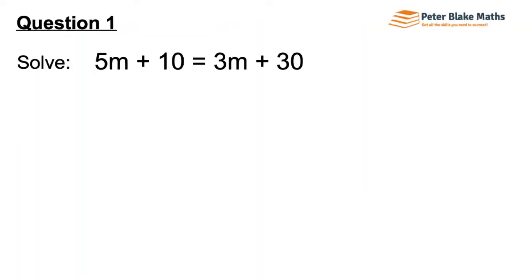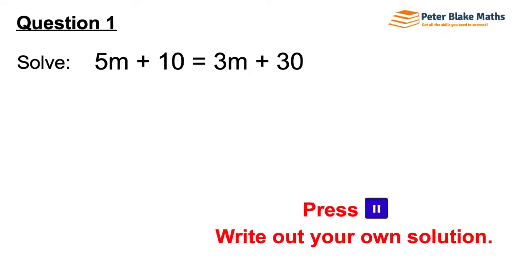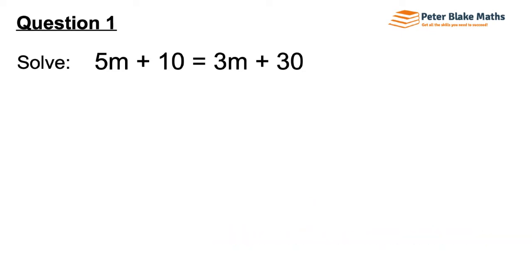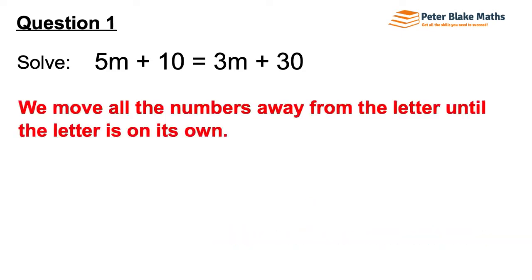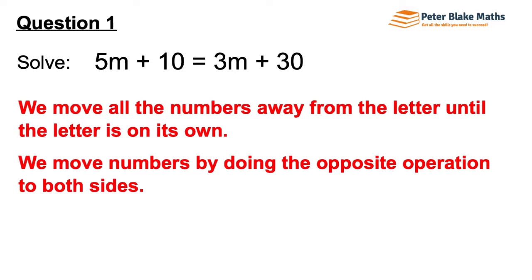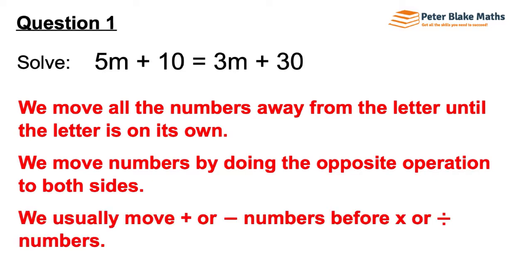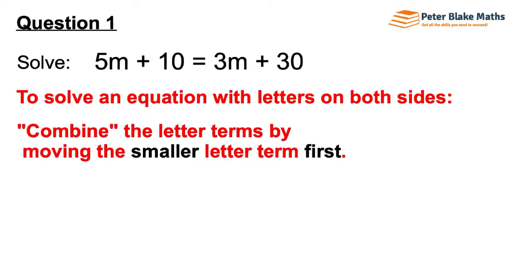Question 1. Solve 5m plus 10 equals 3m plus 30. We move all the numbers away from the letter until the letter's on its own. We move numbers by doing the opposite operation to both sides, and we usually move plus or minus numbers before multiply or divide numbers.